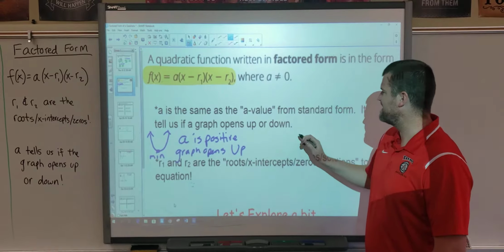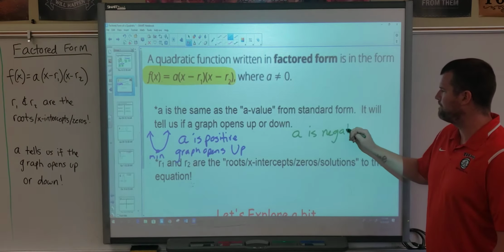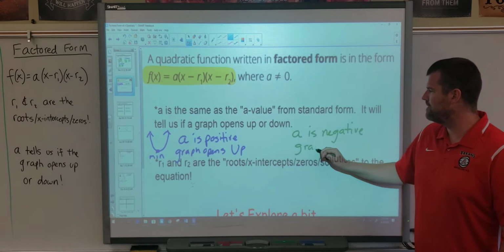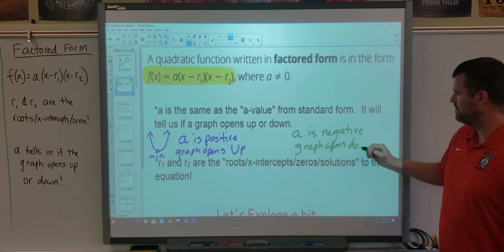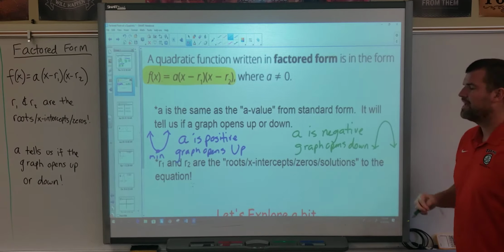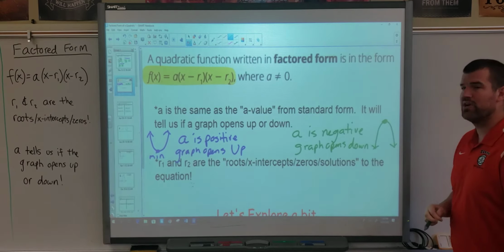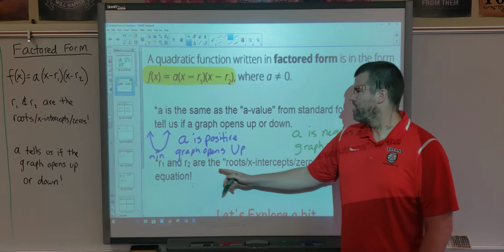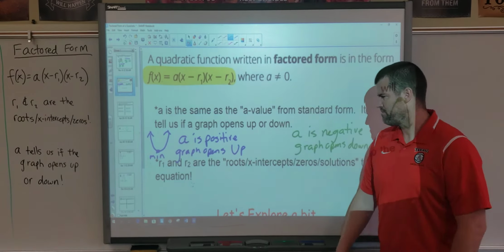However, if a is negative, we know that that means the graph will open down. So it'll look something like this, concave down. And if it's concave down, we know that it'll have a high point at the top, which will be called a maximum. And then the R1 and the R2, we said those are going to be our roots, and we're going to get lots of practice with that.